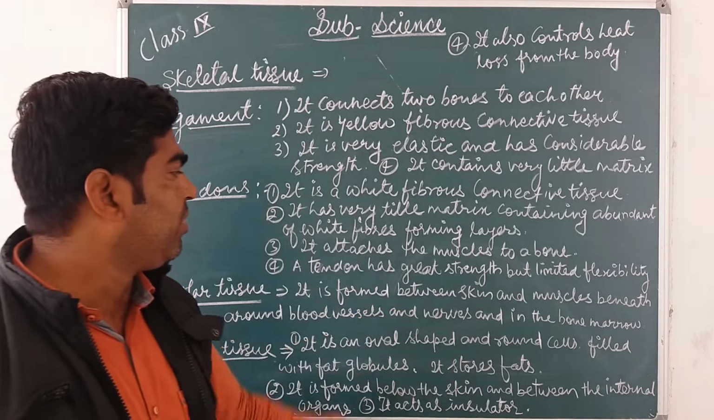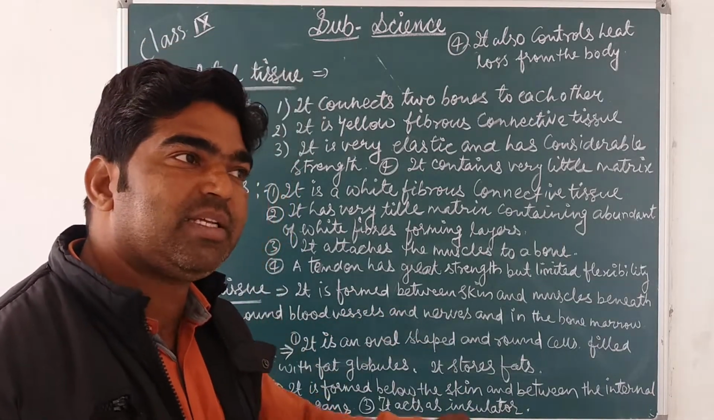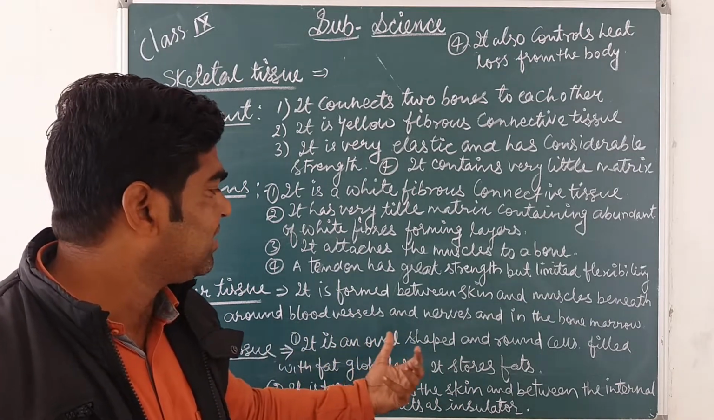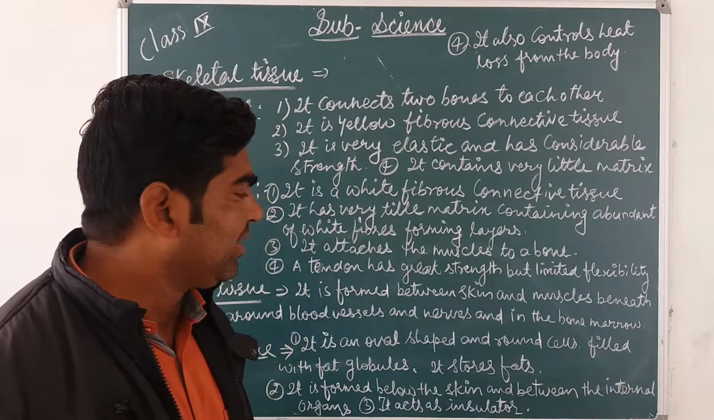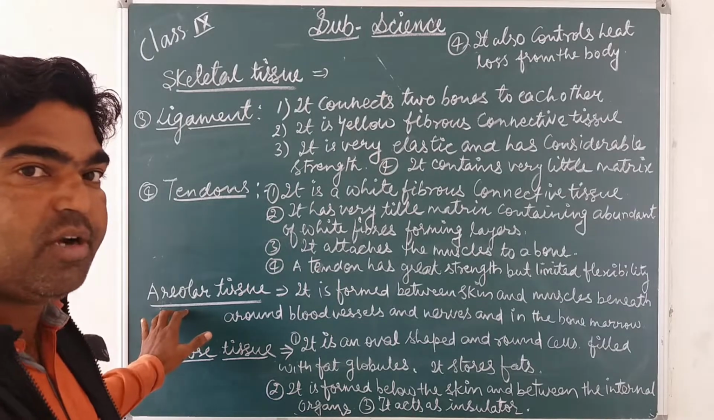It is formed between the skin and the muscles. Means आपकी जो skin है और muscles है इनके बीच में is a one type of tissue found beneath around the blood vessels and nerves. That type of tissue is called what? Areolar tissues. ठीक है? Areolar tissues.